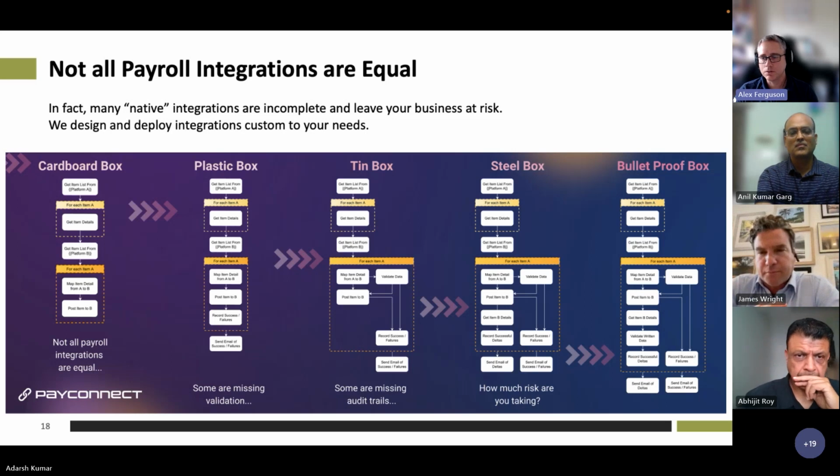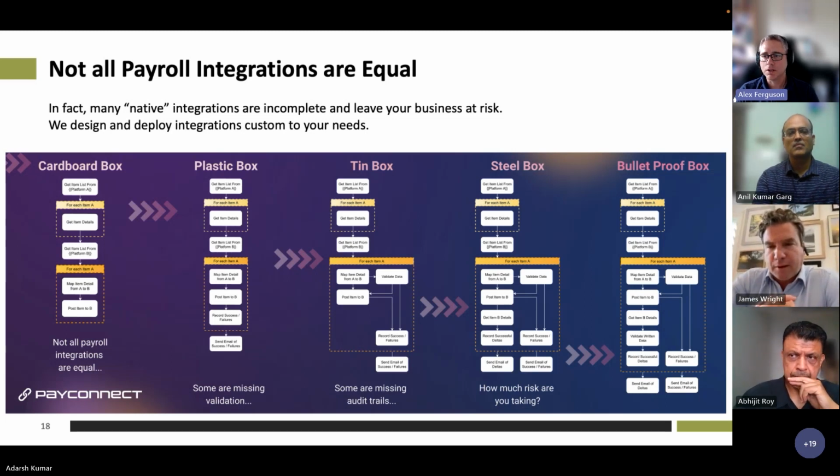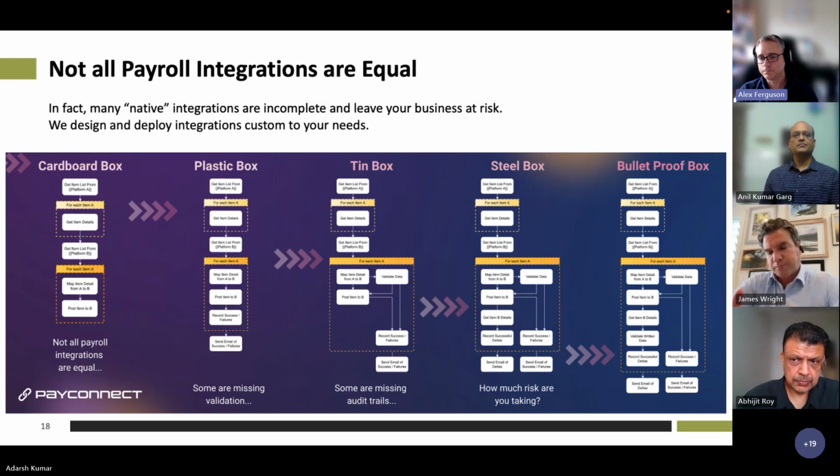It's very important to work with a team who understand, as Anil mentioned, the nuance of the local requirements in terms of how these integrations need to operate. Importantly, what we can recognize is that there are many different levels of complexity in integrating HR and payroll and finance solutions. And this picture articulates some of that complexity for you.